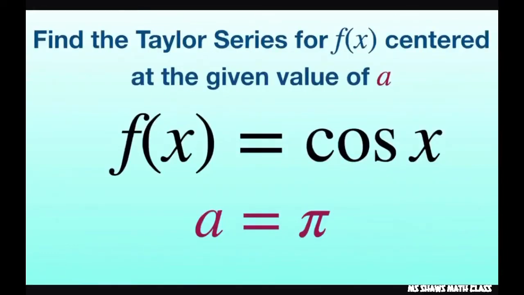Hi everyone, we're going to find the Taylor series for f of x equals cosine of x centered at a equals pi. So we're going to rewrite it in this format here and write it as a sum. So let's crank out some derivatives that we're going to need.